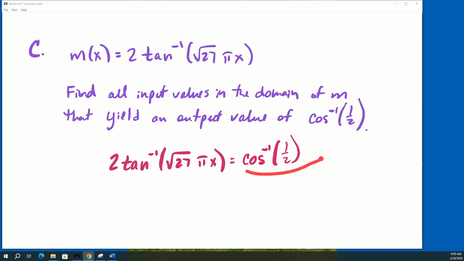So what we do is first, the side that doesn't have the x, we figure out what that is. So the inverse cosine of 1/2, or the arc cosine of 1/2, is an angle that is going to give you 1/2 as the cosine.